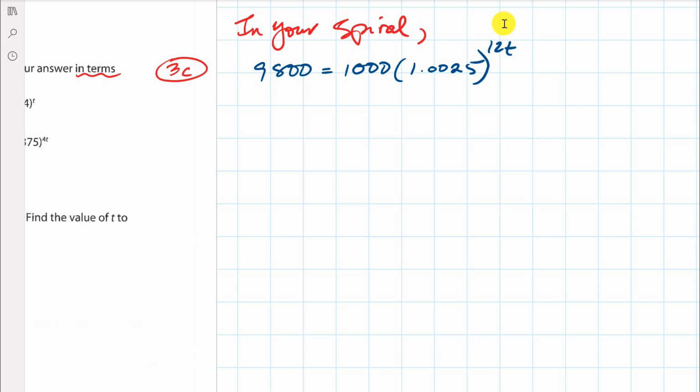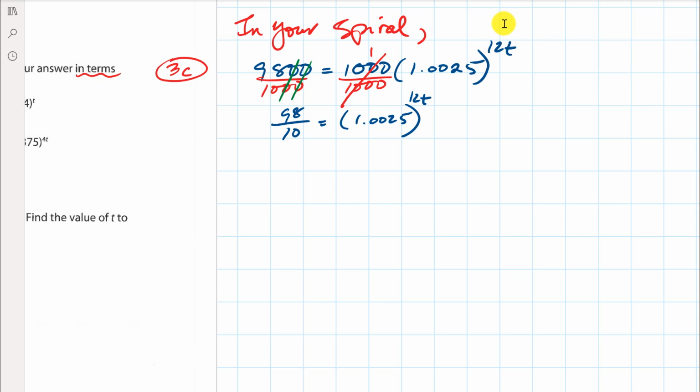What I'm going to do is isolate the exponential term, which is this 1.0025 to the 12t power. I'm going to isolate that by simply dividing by 1,000. You just use some basic Algebra 1 skills here. When you do this, you cancel out the leading zeros, and so I get 98 divided by 10. So 98 tenths is equal to 1.0025 raised to the 12t power.